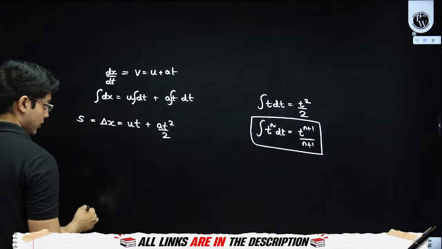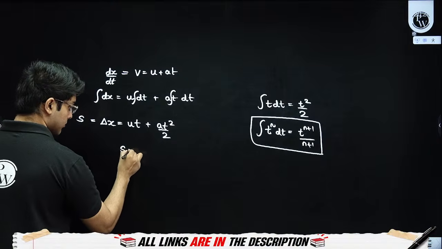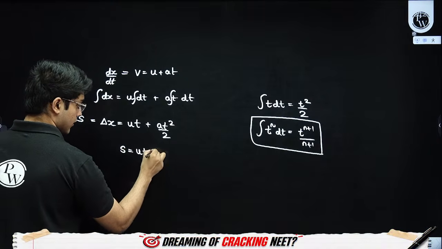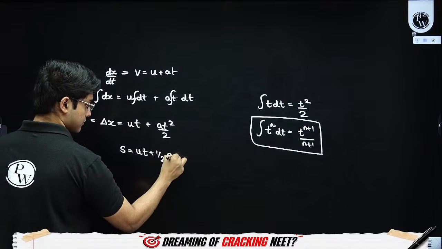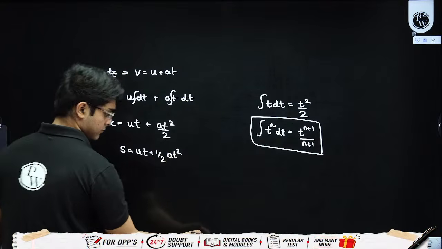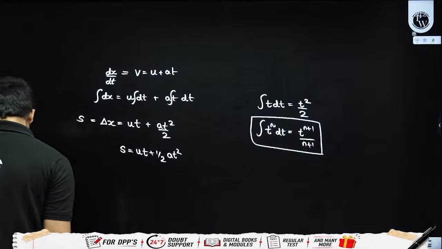And this is the second equation. Displacement, you can write it as ut plus half at square. This is the second important equation.